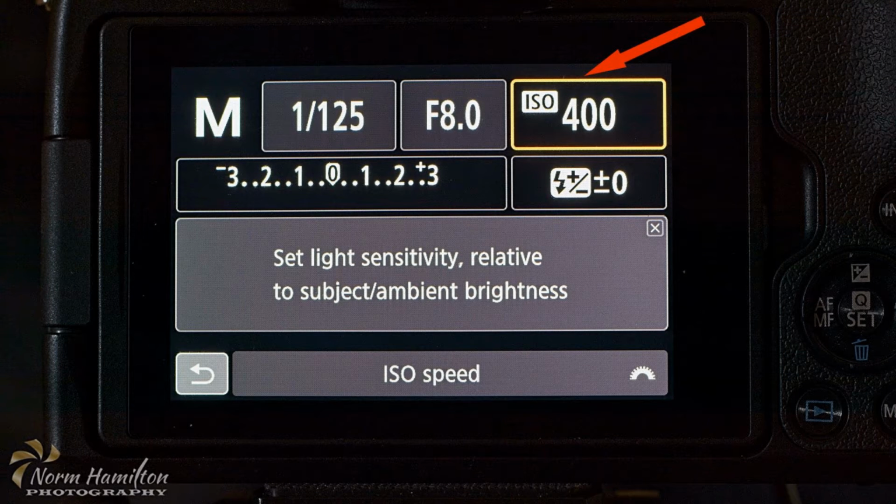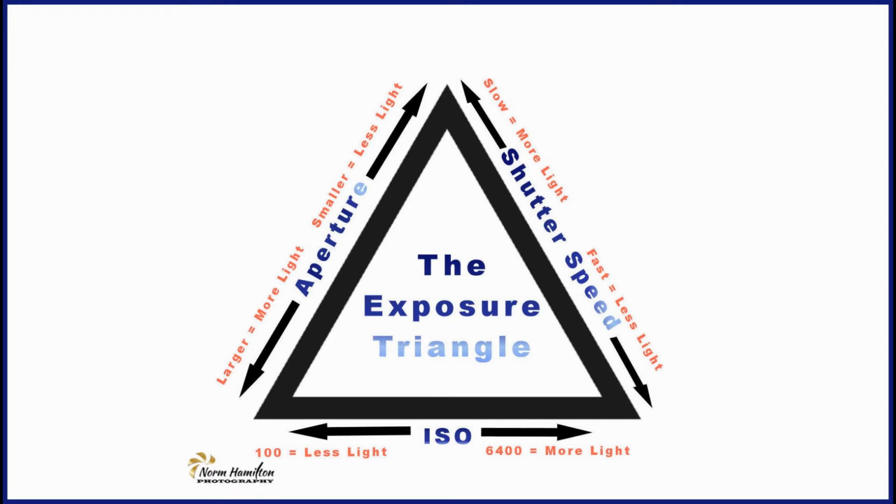Now ISO is the sensitivity of the sensor to light. Lower ISO means less exposure. Higher ISO gives you more exposure. So how does this work? Well, let's look at the exposure triangle.